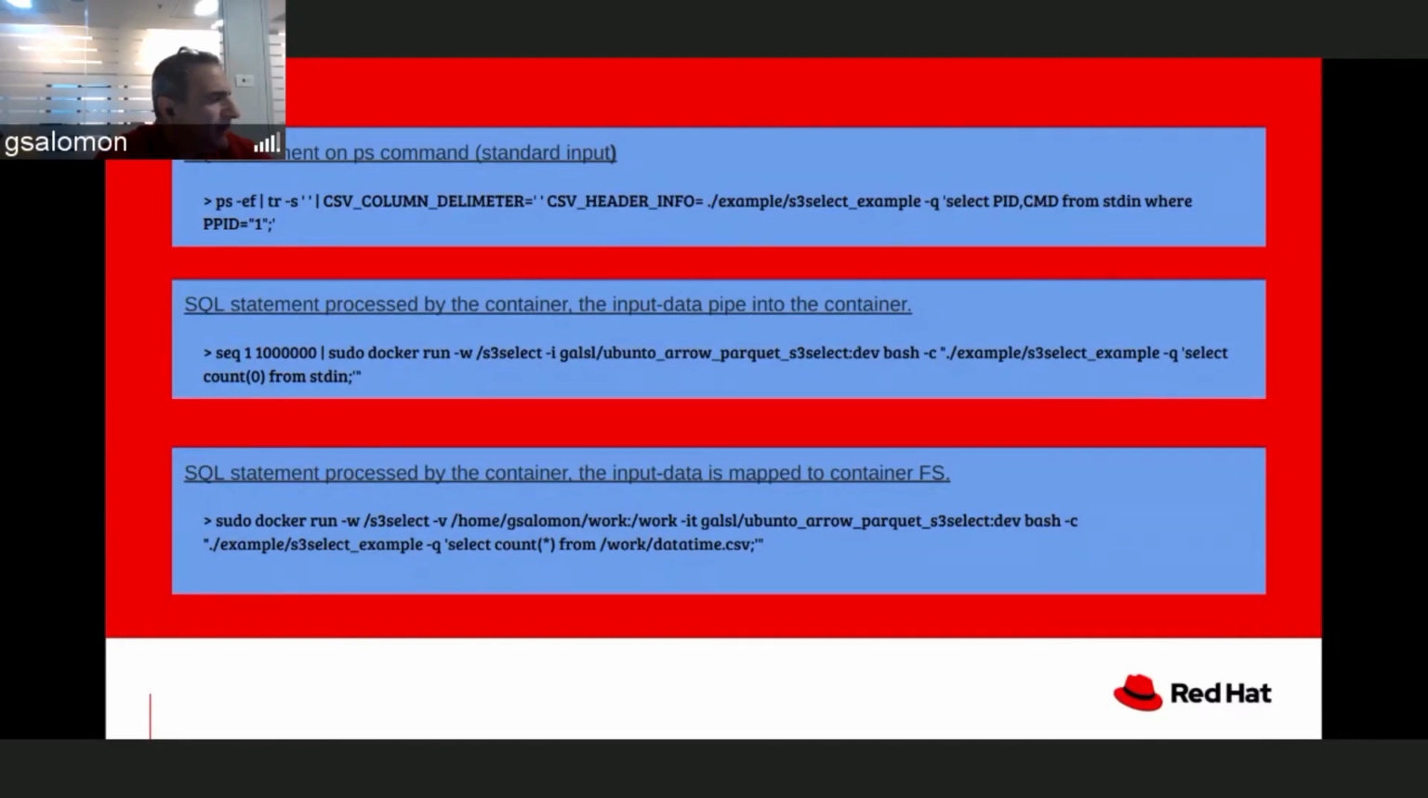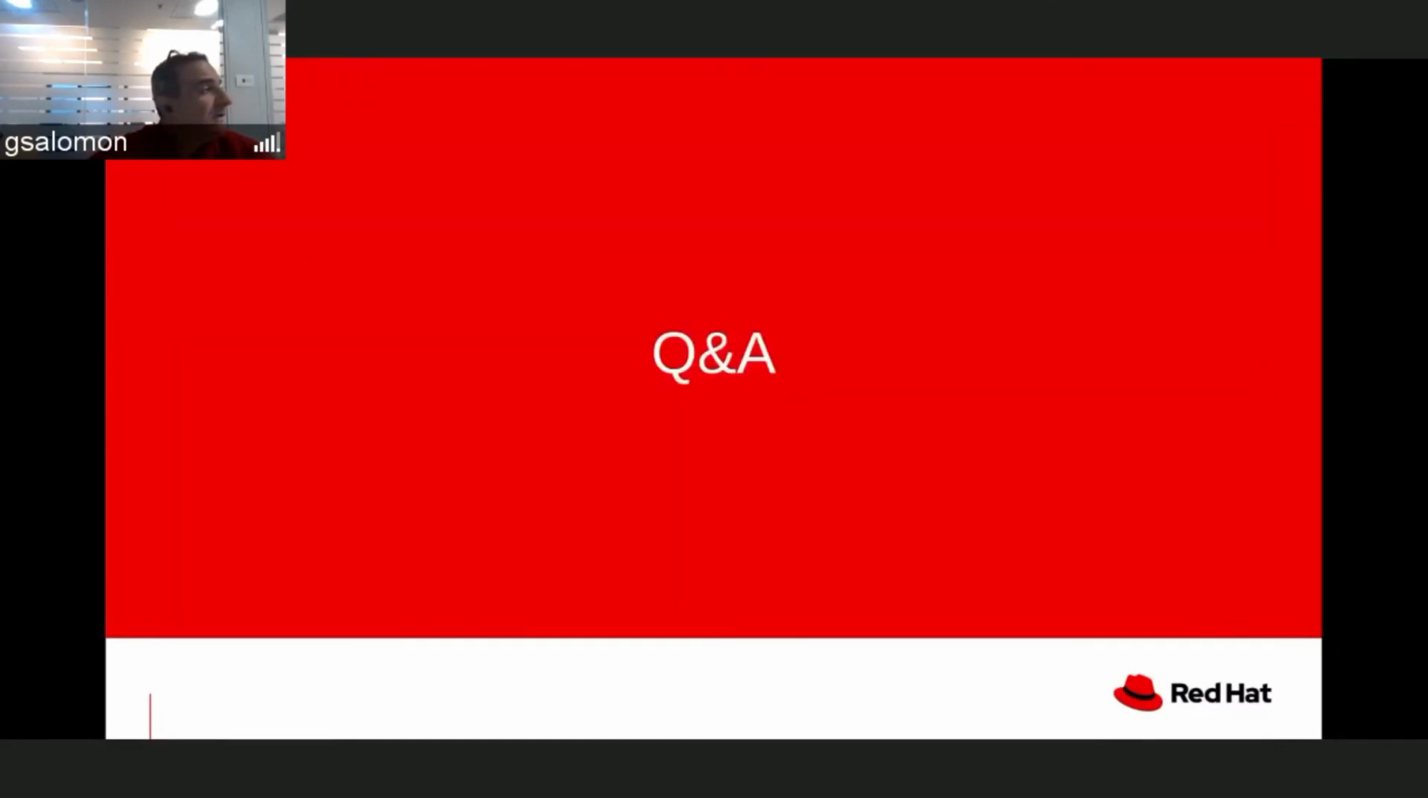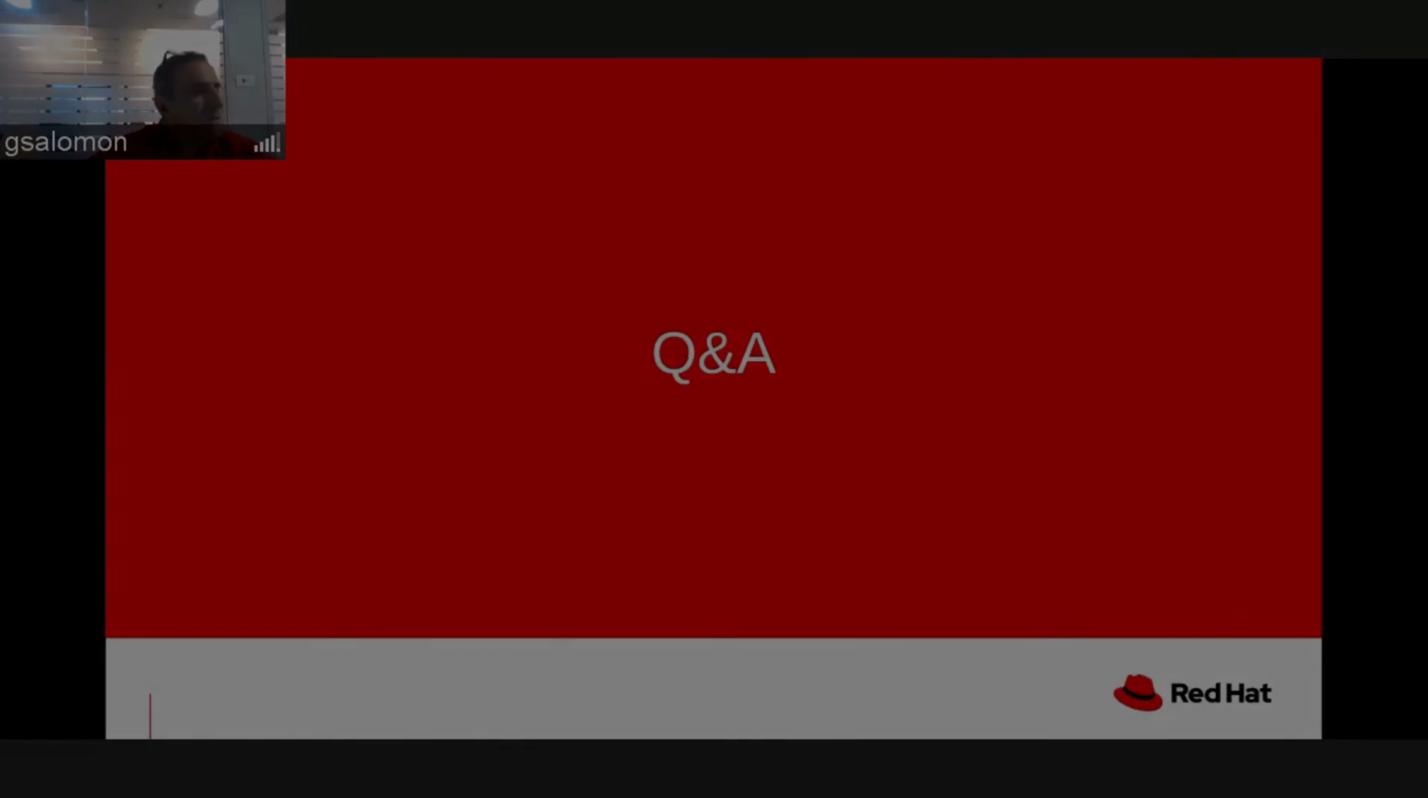And the last one is an example of an SQL statement processed by the container, as in the previous one. But this time, the input data is mapped to the container file system. So in this case, you can see that I'm running an SQL statement on a file on the host machine, after mapping the directory of the host machine to the container itself. And yeah, that's it. I would be glad to hear any questions you have.